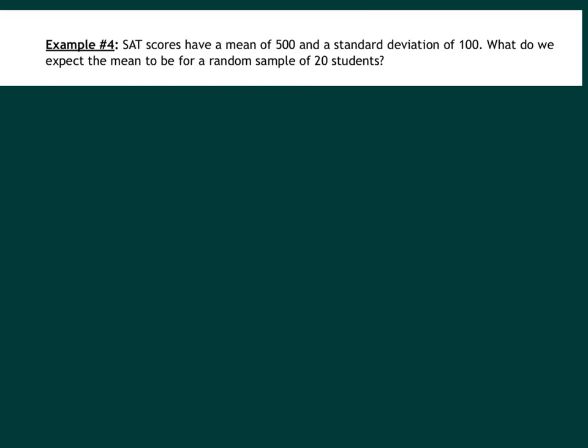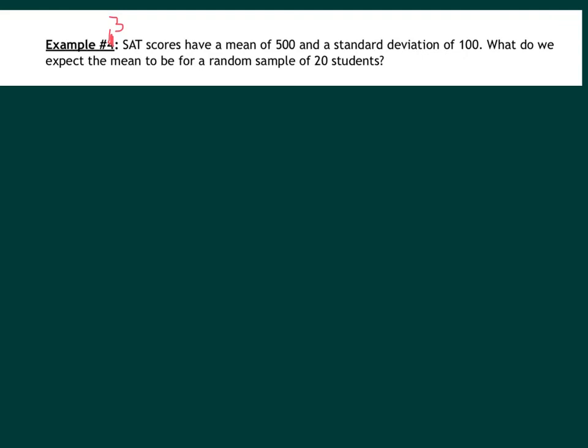So our last example is probably among one of the more challenging things that we do in this class. By the way, this is example number 3. It tells us that SAT scores have a mean of 500 and a standard deviation of 100. What do we expect the mean to be for a random sample of 20 students?